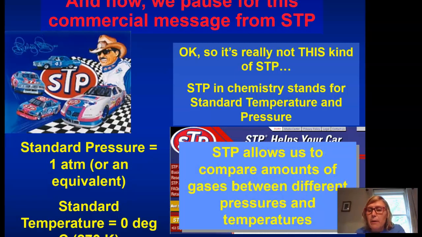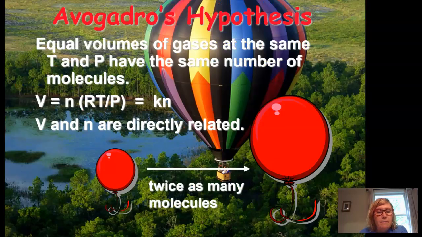STP allows us to compare amounts of gases between different pressures and temperatures. So it's just a standard unit. Make sure that if something says STP, you use the correct values for pressure and that your temperature is 273 K. If you see a problem that says STP, those are the values you would put in.